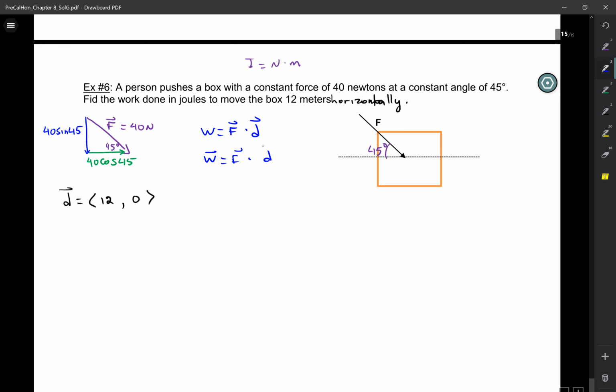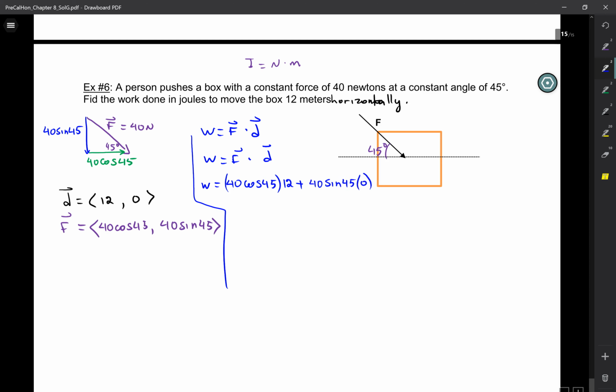Now, work is F dot D. So what was the force vector? Let's write the force vector here. It's 40 cosine 45, 40 sine 45. So the work is 40 cosine 45. I'm sorry, work is not a vector. Work is 40 cosine 45 times 12 plus 40 sine 45 times 0.